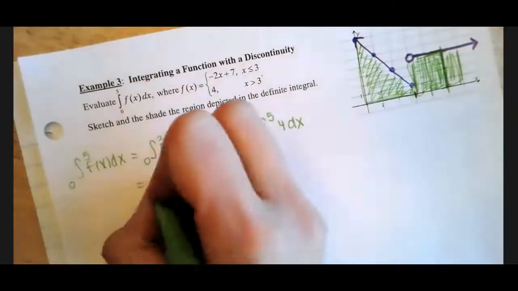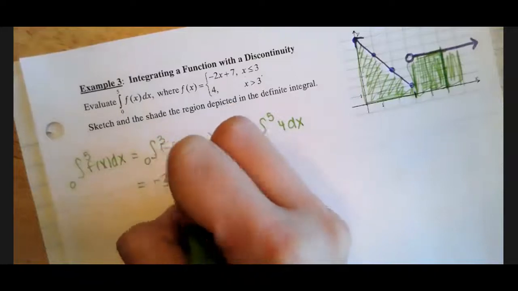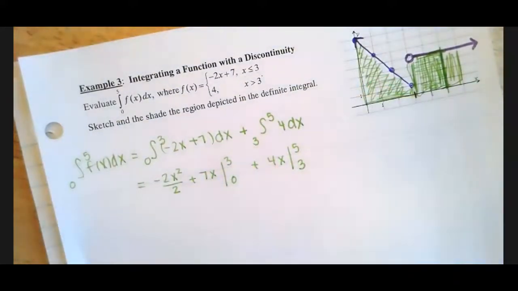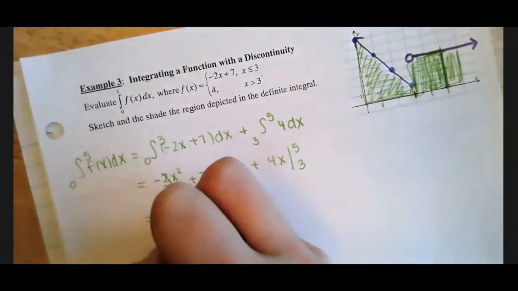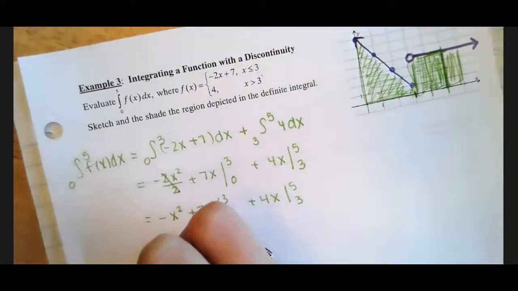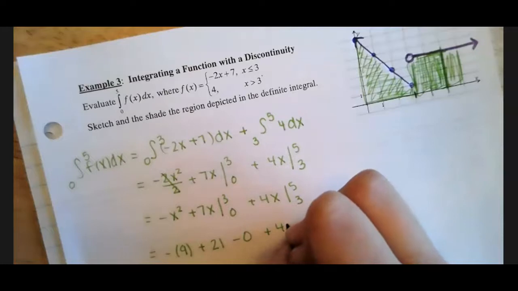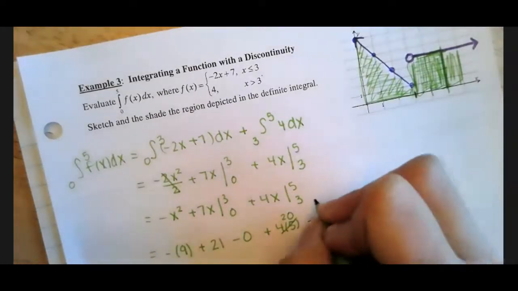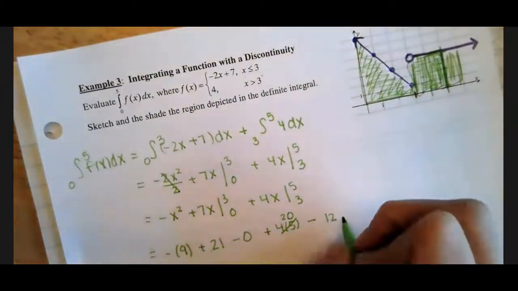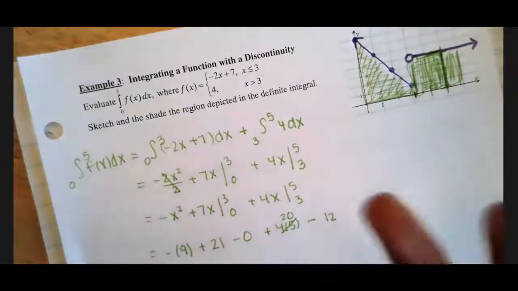So you can take the antiderivative of each of these algebraically. You could find the areas geometrically. So this would be negative 2x squared over 2 plus 7x from 3 to 0 plus 4x from 5 to 3. And you'd have negative x squared plus 7x from 3 to 0 plus 4x from 5 to 3. Plugging in your upper and lower bounds, you'd have negative 9 plus 21 minus 0 plus 4 times 5, which is 20, minus 4 times 3, which is 12. So 20 and 21 would give you 41, and then 41 minus 12 would be 29, and negative 9 would give you 20.